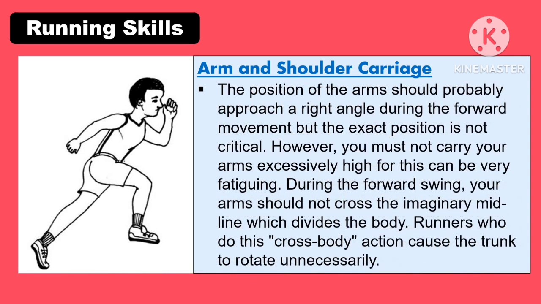The position of the arms should probably approach a right angle during the forward movement, but the exact position is not critical. However, you must not carry your arms excessively high, for this can be very fatiguing. During the forward swing, your arms should not cross the imaginary midline which divides the body. Runners who do this cross body action cause the trunk to rotate unnecessarily.